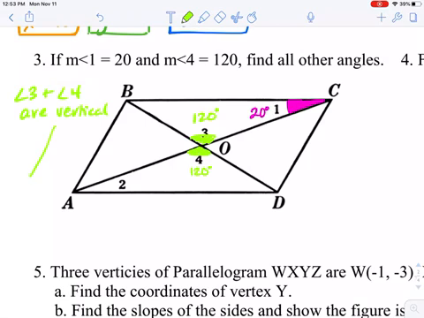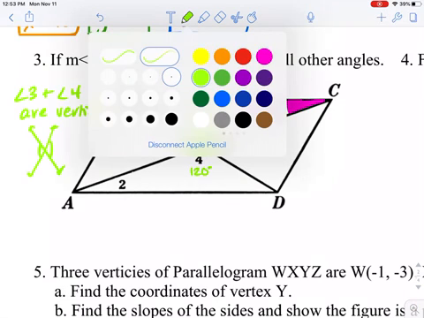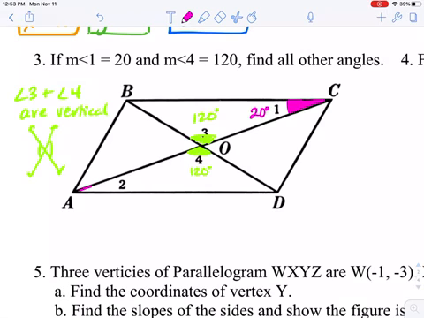So just a reminder that vertical angles are what you get when you take two straight lines and cross them. And the angles that are across from each other are called vertical, and they're always the same. Next, we've got angle 1 and angle 2. Angle 1 and angle 2 are alternate interior angles, so angle 2 is 20 degrees.